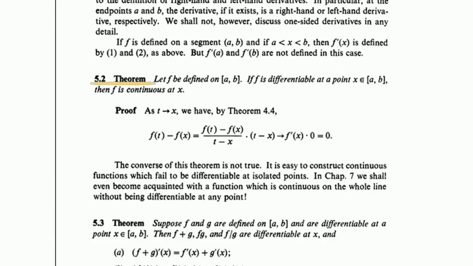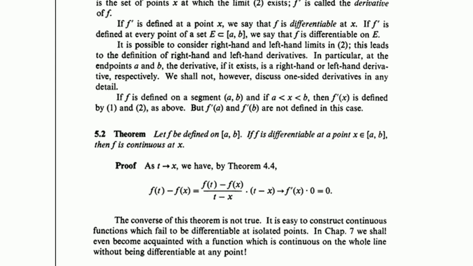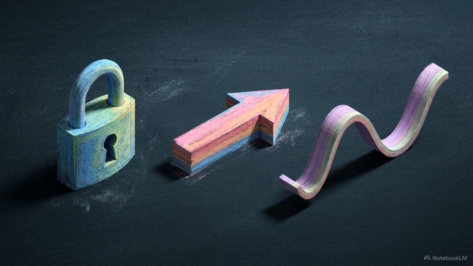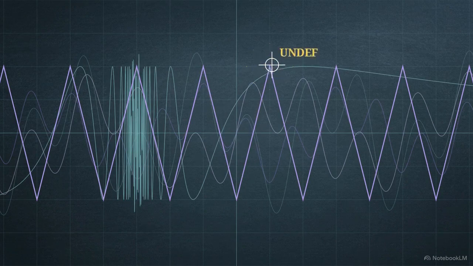Rudin proves this requirement algebraically in Theorem 5.2 by setting up the difference quotient and multiplying it by the distance between the points. The limit evaluates to the derivative multiplied by 0. The mathematical result is 0. This algebraic step guarantees that the function's value matches its limit at that location, proving that every differentiable function is continuous. Differentiability guarantees continuity. But as we step further into the analysis, we will see that this relationship is a one-way street. Handling more complex curves requires tools more precise than geometric intuition.